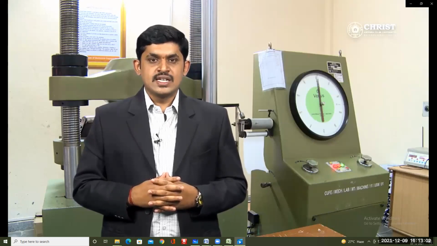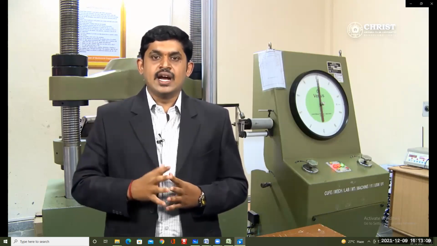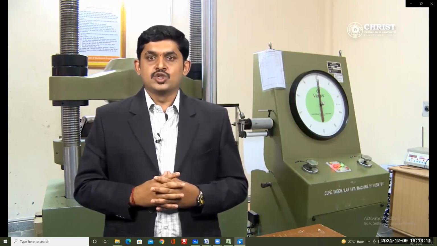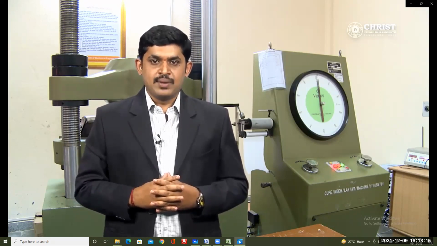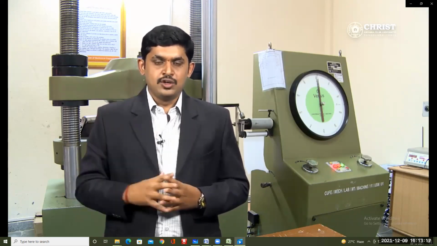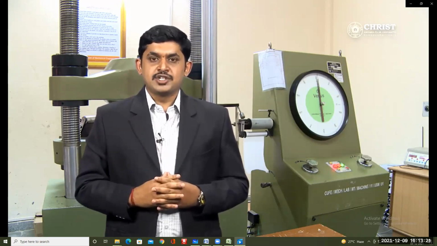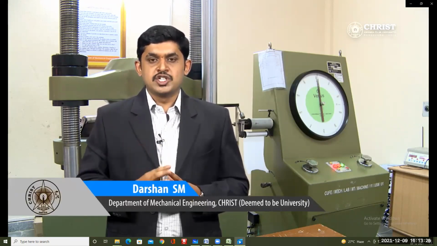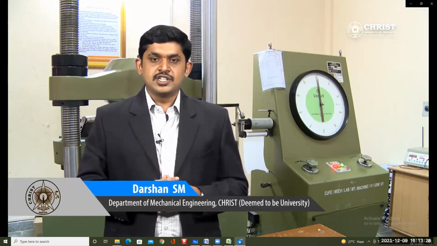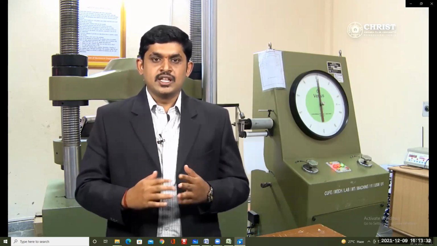0.2% proof stress. Since the yield point cannot be identified in a compression test, it can be obtained by drawing a line parallel at a distance of 0.002 times the original length. Compressive strength is given by the maximum load at failure to the original cross-sectional area. The percentage expansion in area can be calculated as the change in area to the original area. The percentage reduction in length is given by the change in length to the original length.